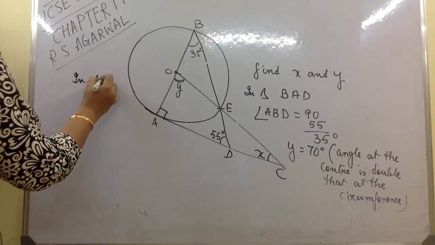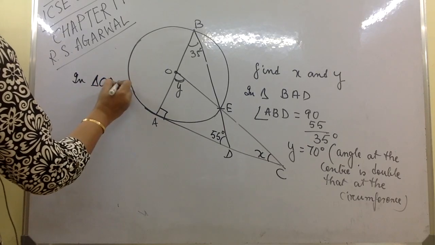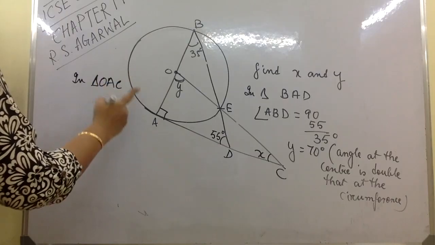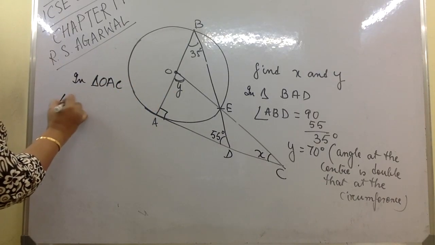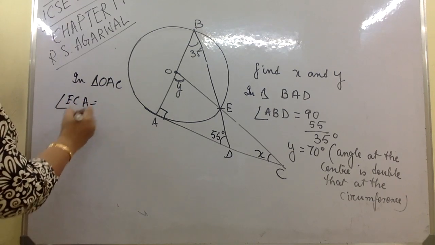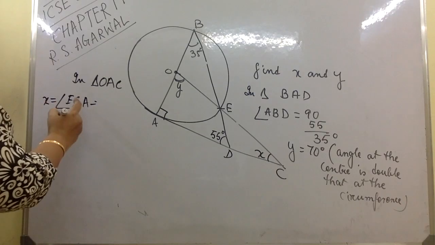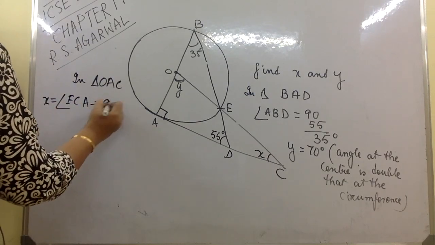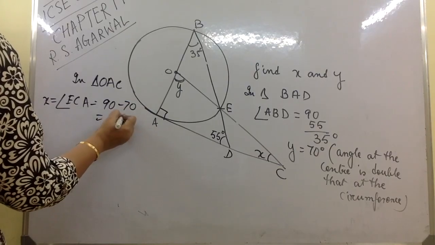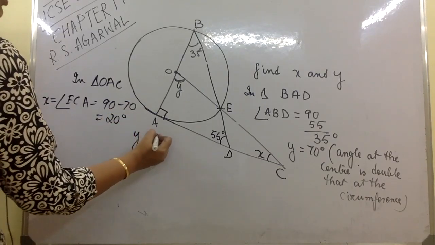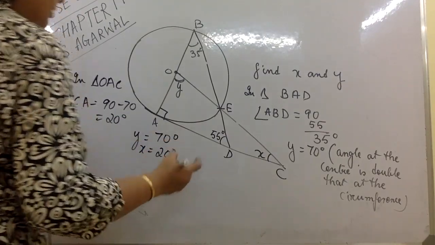So it's better to tell which triangle you are talking about. In triangle OAC, now you already know this angle ECA, that is angle x. Angle x is equal to angle ECA, and that is equal to 90 minus 70, which is 20 degrees. So y is equal to 70, x is equal to 20 degrees is my answer.